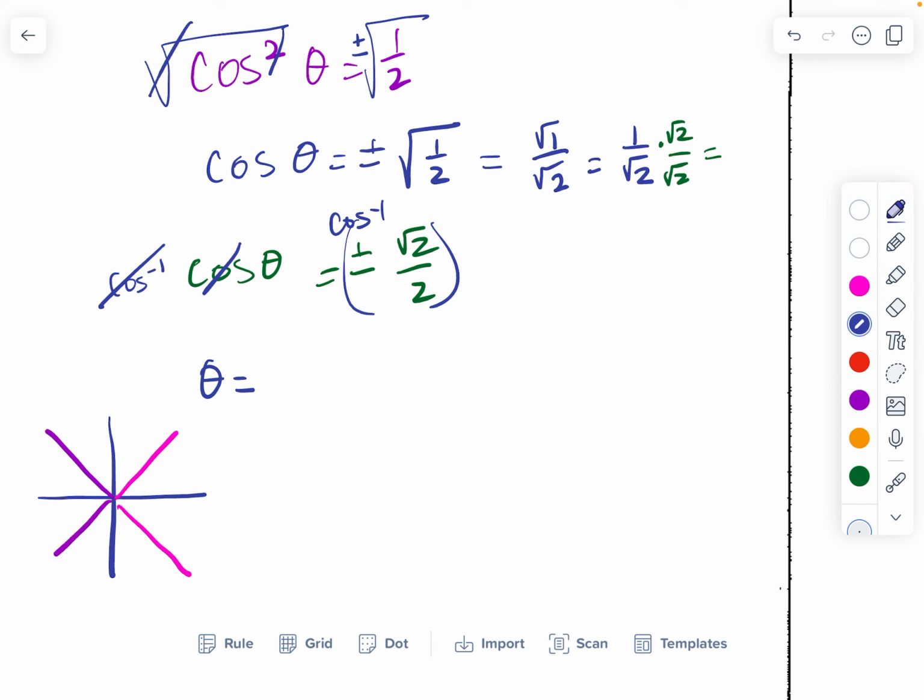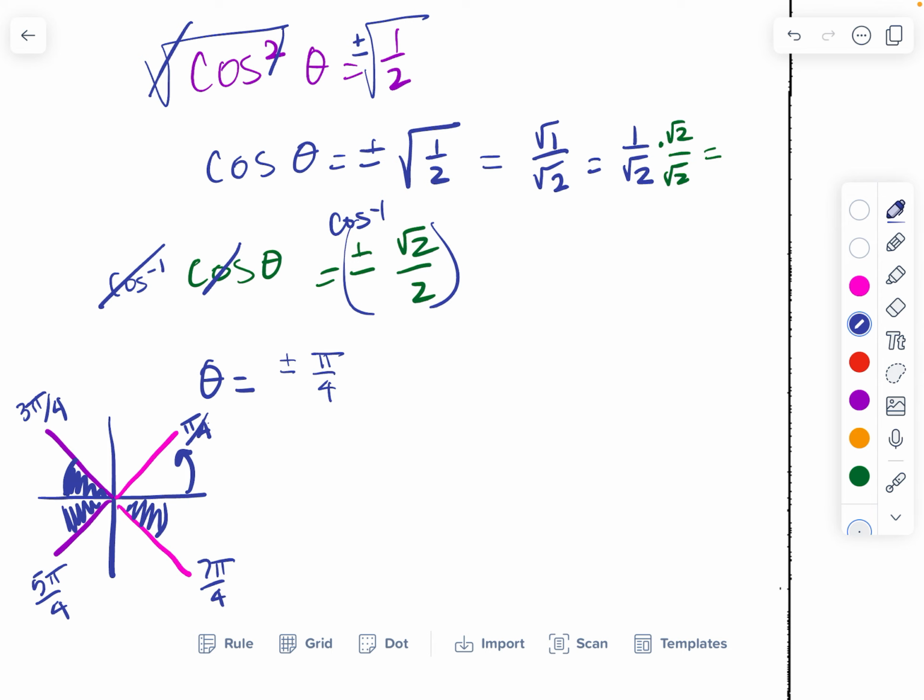So cosine theta would be root 2 over 2 at plus or minus pi over 4. If this is pi over 4 here, this angle, a pi over 4 in this region right here would give me 3 pi over 4. A pi over 4 in the third quadrant would give me 5 pi over 4. And a pi over 4 in the fourth quadrant would give me 7 pi over 4.